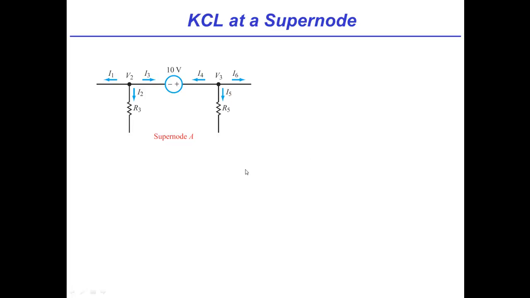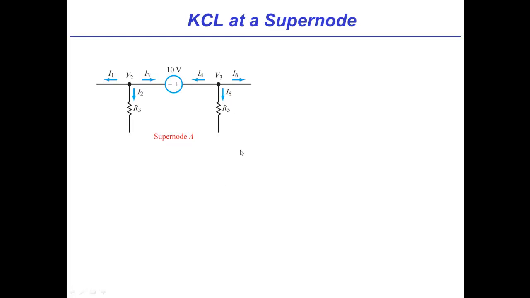Okay. So let's go ahead and take a portion of a circuit. I haven't got the whole circuit shown, but I've got part of a circuit shown. And you see this circuit appears to have a supernode within it. And we see it's got a 10-volt floating source. And we see that it has a node on the negative side, which we call V2, and a node on the positive side that we call V3. And we've defined some currents, I1, I2, I3, I4, I5, and I6.